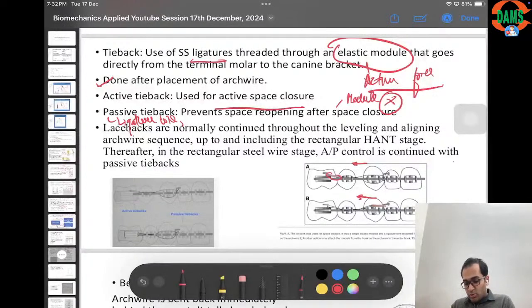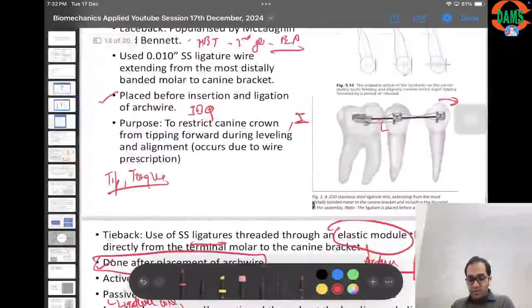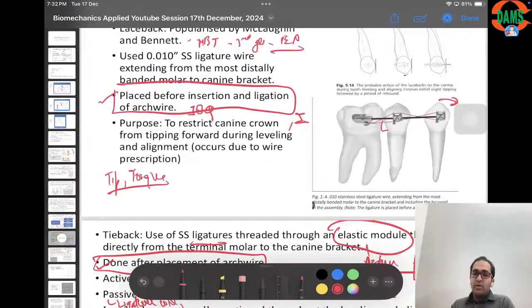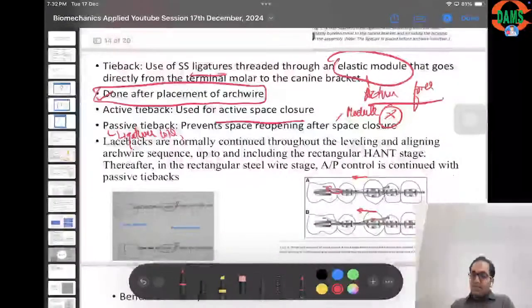So when the space closure is done, we just give a ligature tie on it so that the space does not open. And how will you identify it? This was theoretically. Image based: this passive tie back is given over the wire, that is after the placement of the arch wire. Previously, the lace back was given before the insertion of the arch wire. So if the ligature wire is below, it's a lace back; if above, it's a passive tie back.